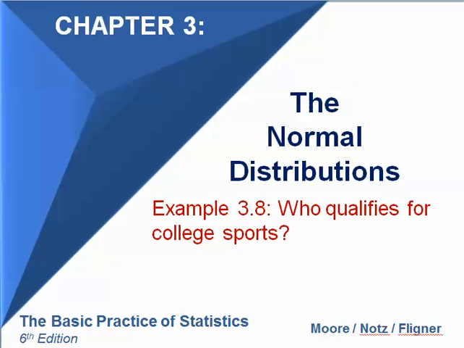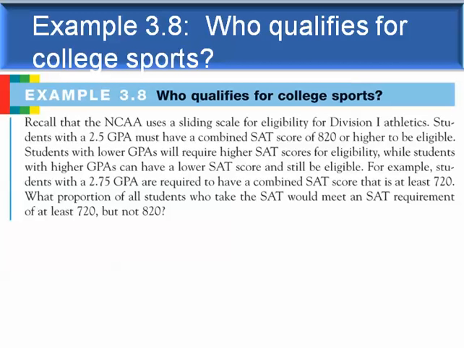In this video, we're going to be going over example 3.8, who qualifies for college sports. This is similar to the one that we did before, but taking it another step further. We're back to looking at the NCAA requirements, and there's a sliding scale, so it's not just related to SAT scores, but also GPA.